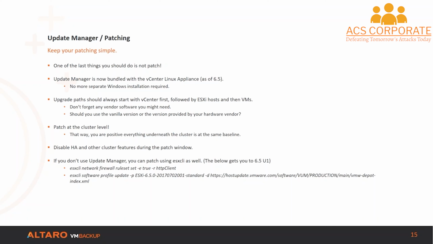And then your upgrade paths. Typically you're going to start with vCenter, then do your ESXi host, then your VMs, and then don't forget any vendor software. If you're upgrading ESXi, you might have the Dell version or the HP version, so you've got to make sure you're installing that with the proper SIM providers.